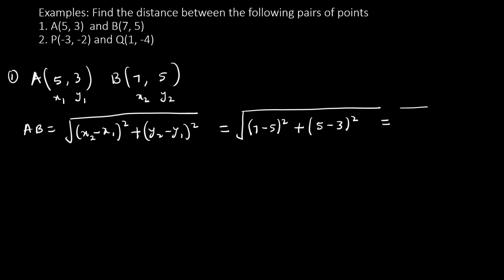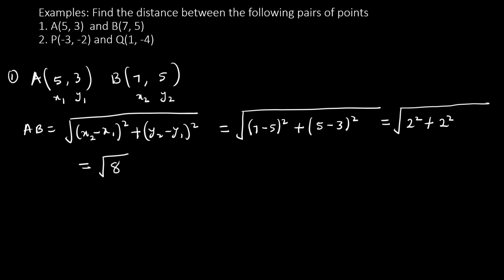So here we have the square root of 7 minus 5, which is 2 squared, plus 5 minus 3, which is also 2 squared. So we are looking for the square root of 4 plus 4, which is the square root of 8.